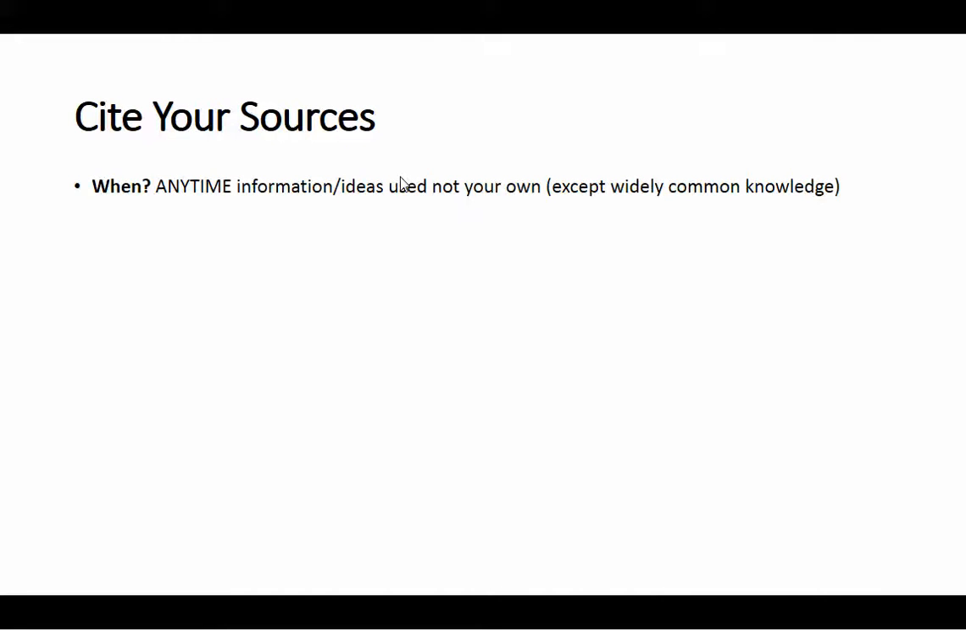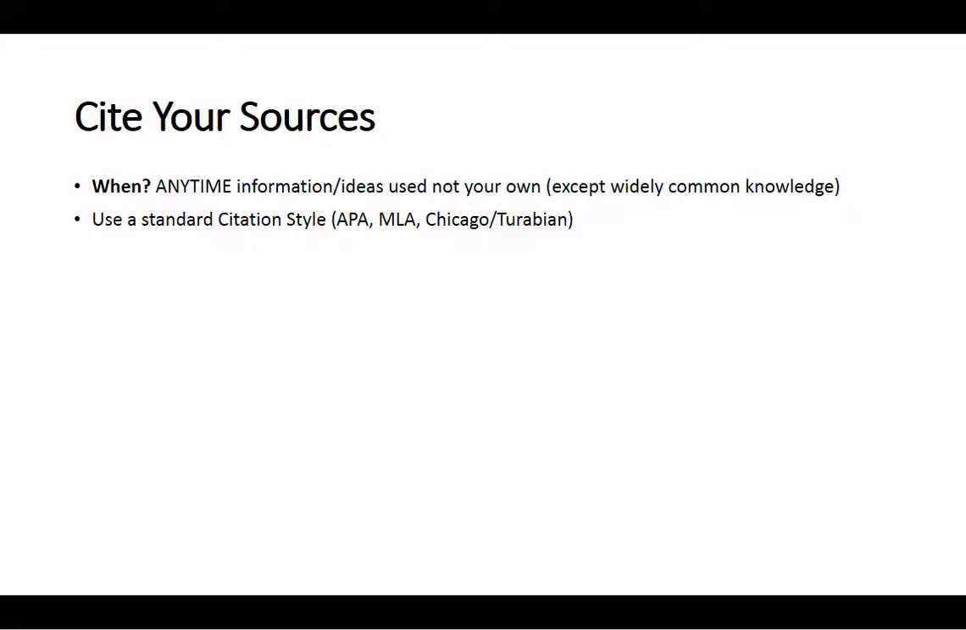First thing to note is when do you need to cite your sources? And the quick answer is anytime you use information or ideas that are not your own. The only exception to that being widely common knowledge. For example, Barack Obama is the President of the United States. That's common knowledge. You don't need to cite that.